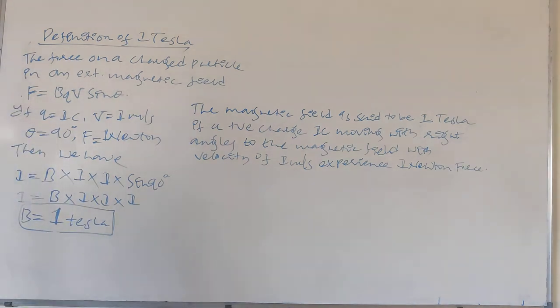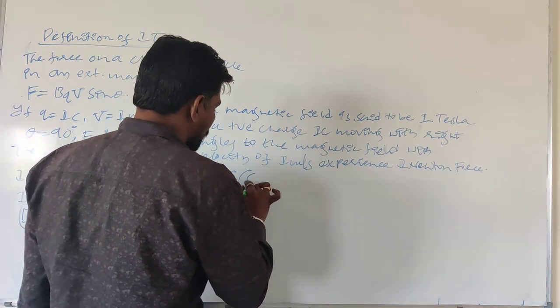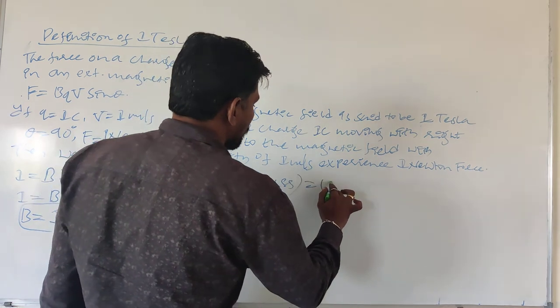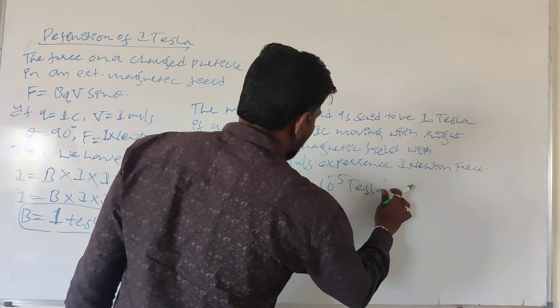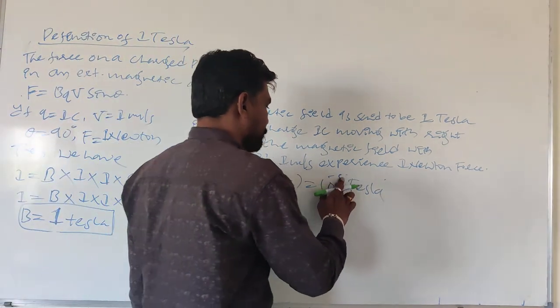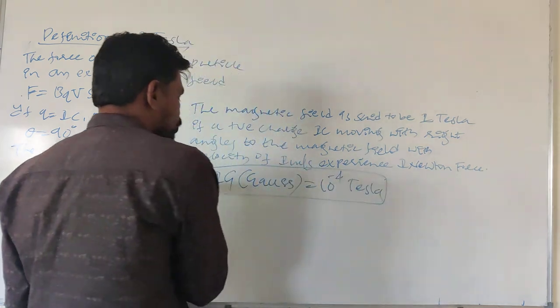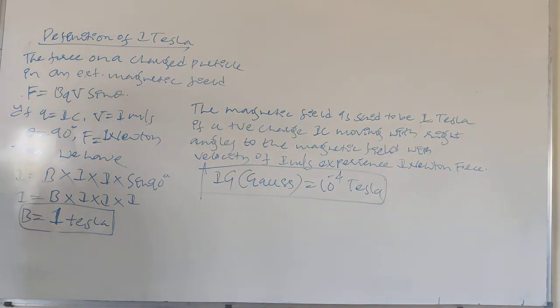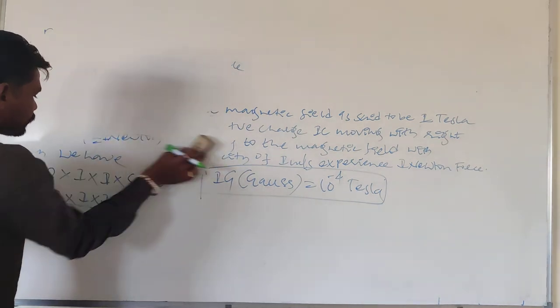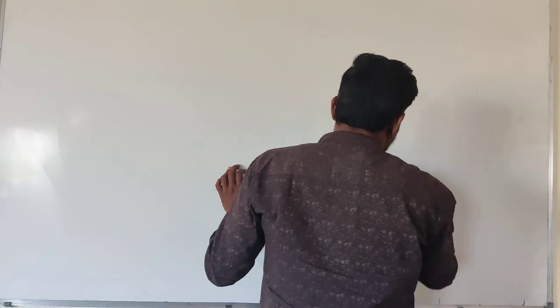After this one, we are going to move on. Another one is there: 1 Gauss is equal to 10 raised to minus 4 Tesla. Sorry, not minus 5, it is 10 raised to minus 4 Tesla. This is very important. So next one, after this.